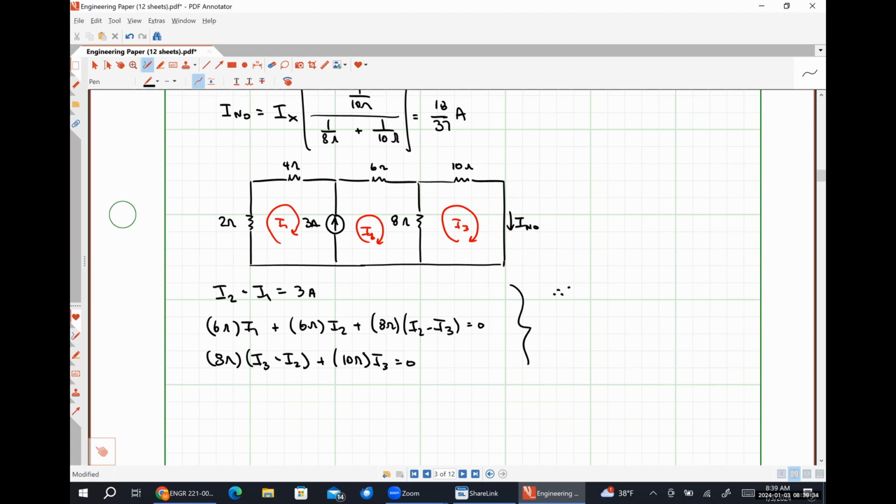Let's solve this system for I1, I2, and I3, which is the same as I Norton. So I have a 3 unknown system. In my first equation, my coefficient for I1 is -1, my coefficient for I2 is +1, my coefficient for I3 is 0, my constant term is 3. In my second equation, my coefficient for I1 is 6, for I2 is 14, for I3 is -8, my constant term is 0. In equation 3, my coefficient for I1 is 0, for I2 is -8, and for I3 is 18.